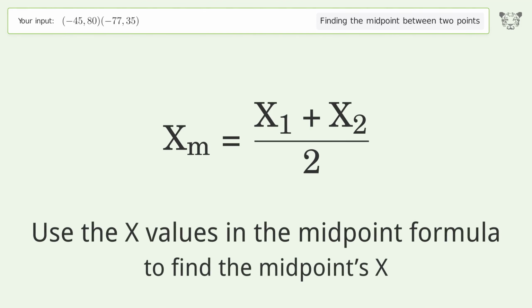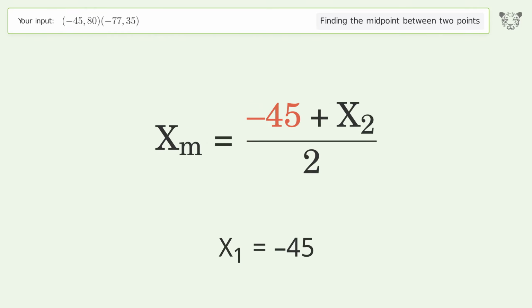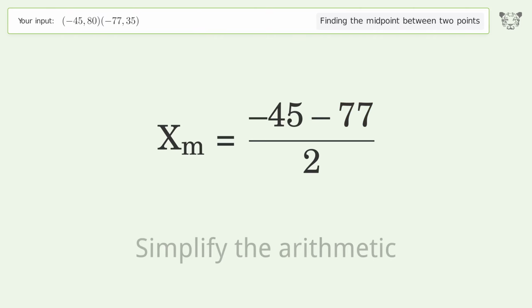Use the x values in the midpoint formula to find the midpoint's x. x1 equals negative 45. x2 equals negative 77. Simplify the arithmetic.